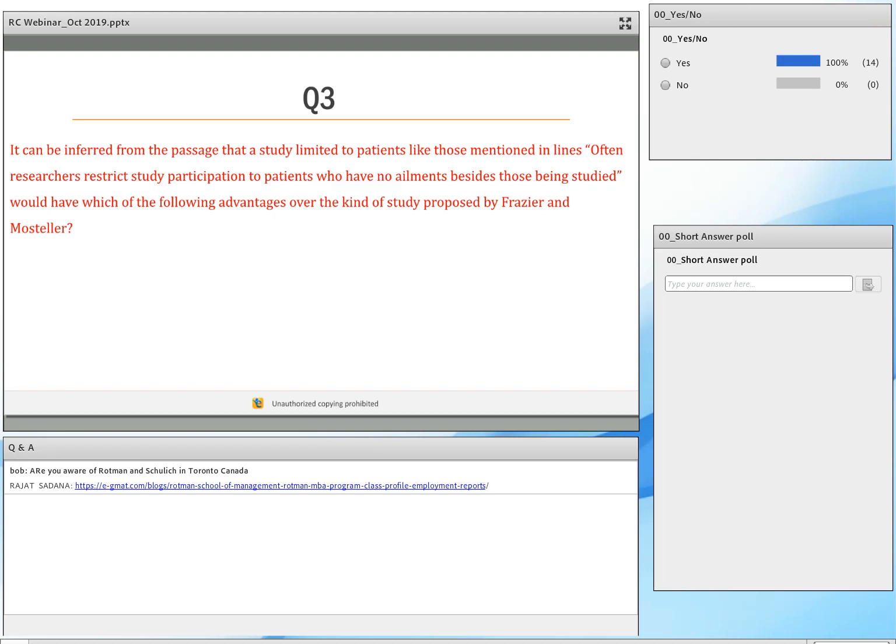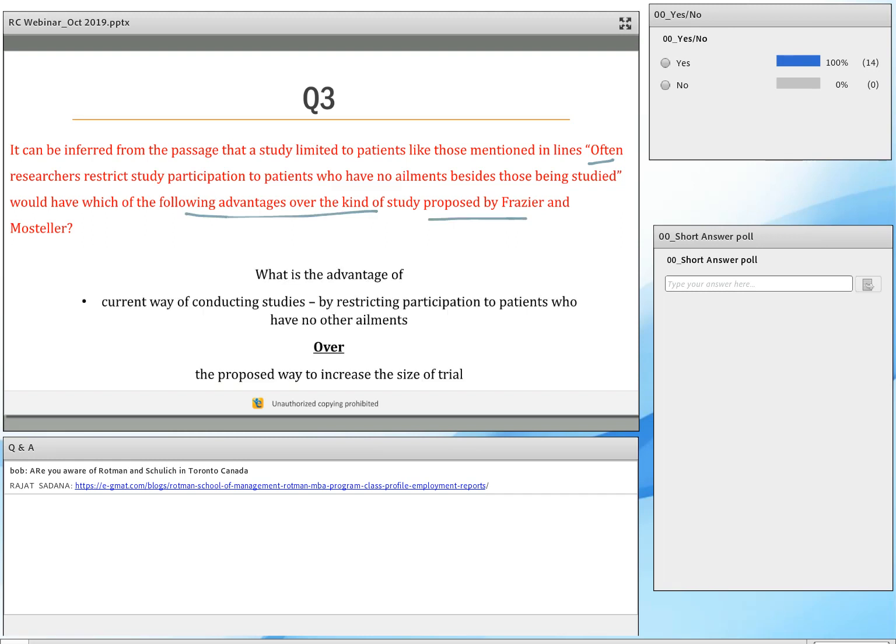All right, let's go to question number 3. It can be inferred from the passage that a study limited to patients like those. So again, this is from the same sentence as question number 2. Which of the following advantages over the kind of study that FNM proposes? So now the question has flipped. Now the author is asking, what is the advantage of the current way of studying, that is including only those patients who have just that one ailment that is being tested, over the proposed way to increase the size of the trial? So now you have to find the advantage.